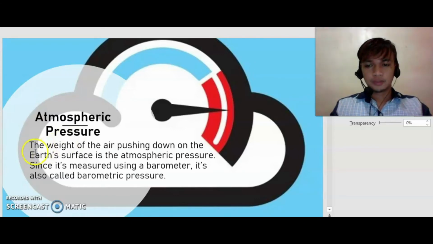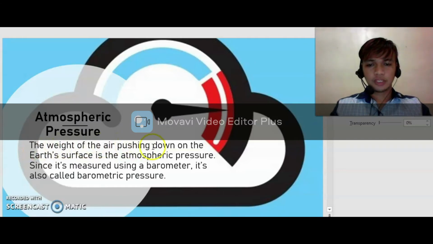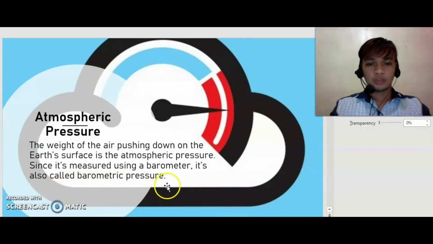So atmospheric pressure, the weight of the air pushing down on the Earth's surface, is the atmospheric pressure. Since it's measured using a barometer, it is also called barometric pressure.